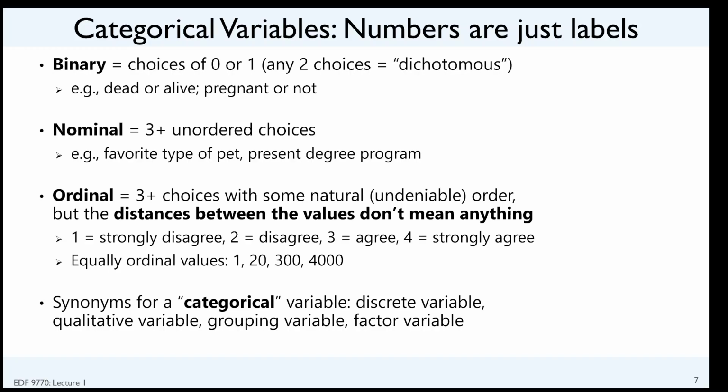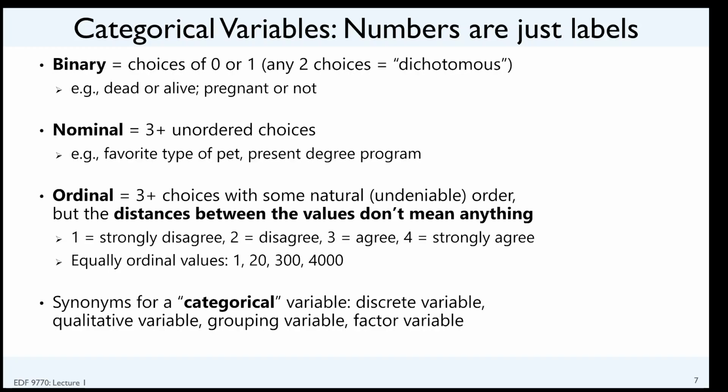Nominal is a word that refers to unordered categories, such as your favorite type of pet, ice cream flavor, what degree program you're from, and so forth. You might store those as 1, 2, 3, or 4, but the numbers are not really ordered. They don't have meaning in terms of amounts. Ordinal is the tricky one.